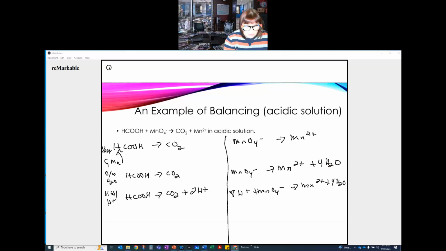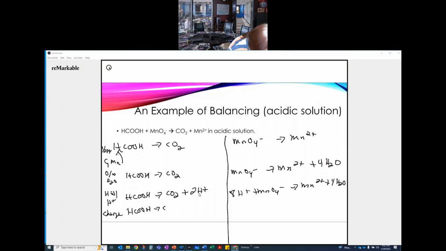Oh, cool, awesome. Now I've done everything but charge. I did the oxygen, I did the hydrogen. Now I need to look at my charge balance. So charge. I have on this reaction side in the HCOOH, this is neutral. I have a +2 on my product side, so I'm going to add 2 electrons to that.